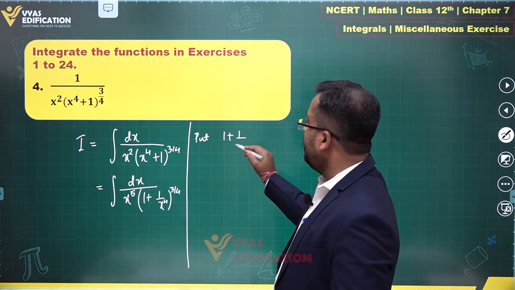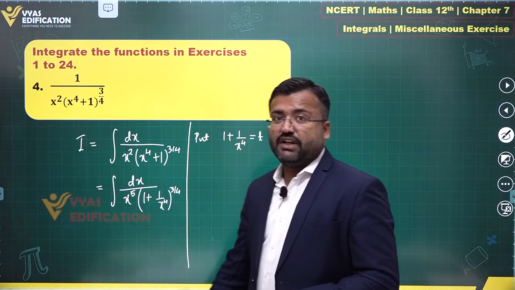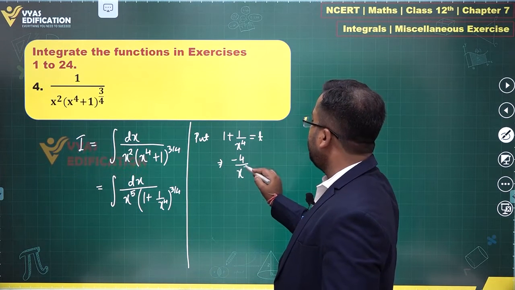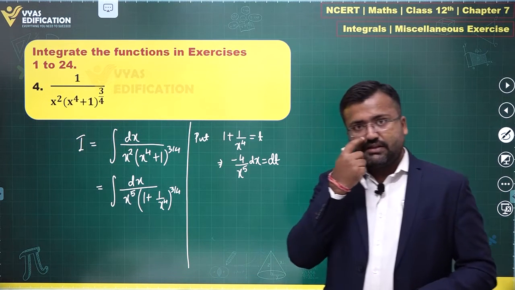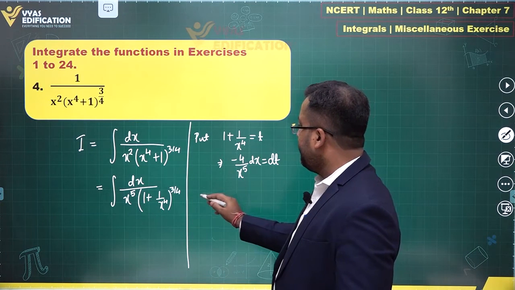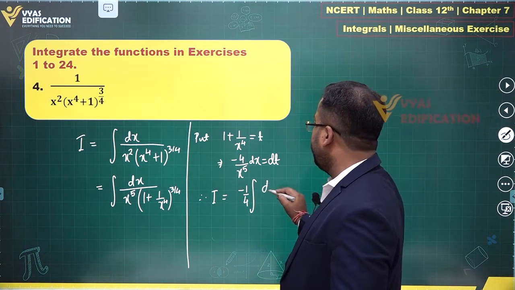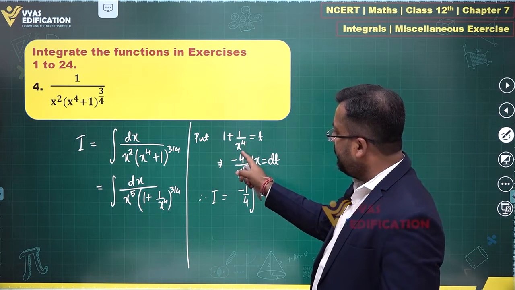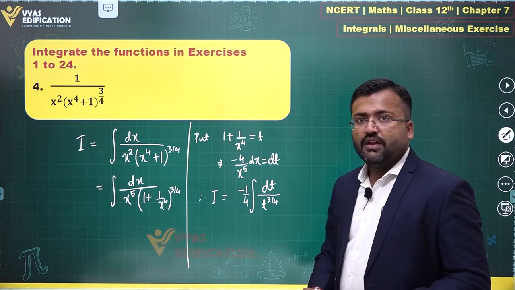And now I can use substitution. 1 plus 1 upon x power 4 is equal to t. The derivative of this is present outside with dx. So this tells me minus 4 upon x power 5 dx is equal to dt, right? This is the differentiation of this. Dx upon x power 5 is minus 1 by 4 dt. And what's there in the denominator? You have 1 plus 1 upon x power 4, which is t power 3 by 4. This is what you get, right?